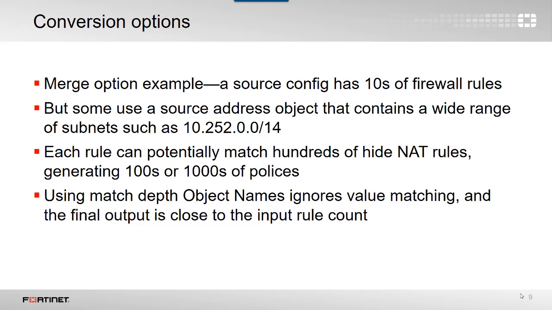So again, just talking about the merge option examples, this is one I gave earlier. So if you have, for example, a source object, here we use an address as 10.252.0.0/14. This address can potentially match hundreds of NAT hide rules. Okay, so we can have a source file that contains tens of firewall rules suddenly containing hundreds of thousands of policies. Okay, so that's what these depth options are for.